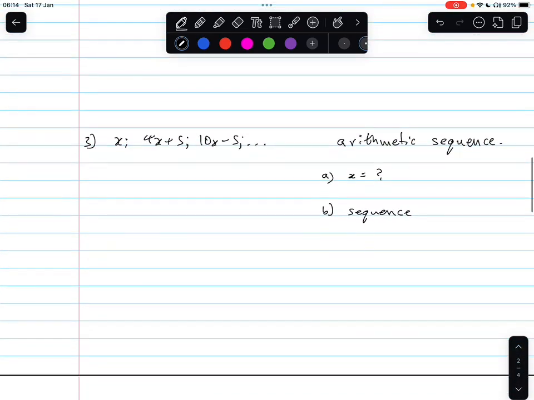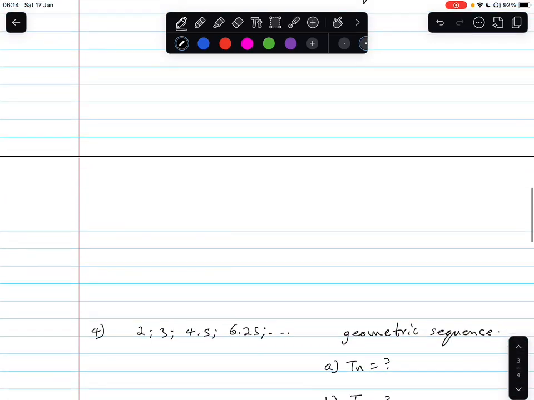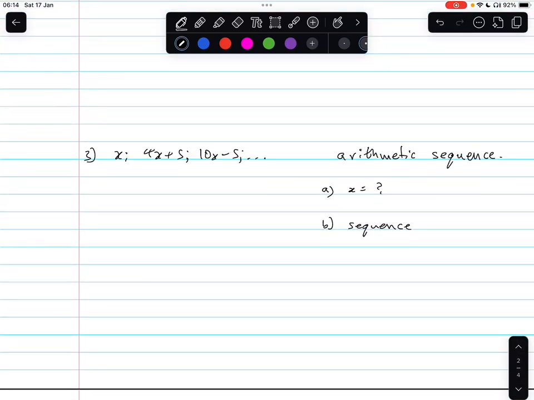Okay? And for the next one, let's see here, this one is another arithmetic sequence. We need to find the value of x and also therefore the sequence. We're told that it's an arithmetic sequence. And what we know about an arithmetic sequence is that the first difference is common, it's equal, right? So we're going to use that to solve this.